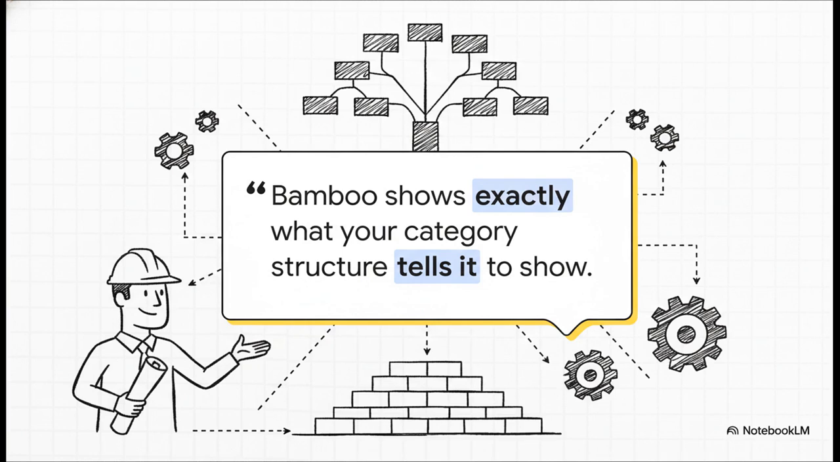And this really is the whole ballgame. I love this line from the documentation. Bamboo shows exactly what your category structure tells it to show. It doesn't have an opinion. It's not trying to outsmart you. You are the architect, and once that really clicks, that you are in total control of the blueprint, the whole system just becomes crystal clear and totally predictable.